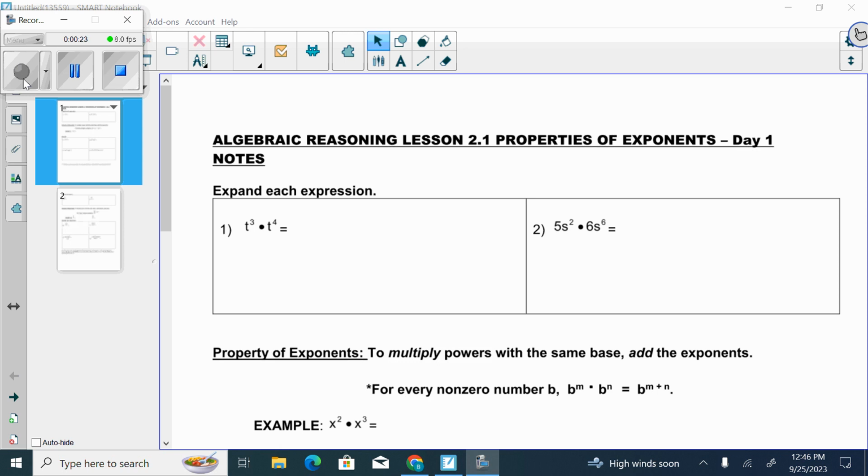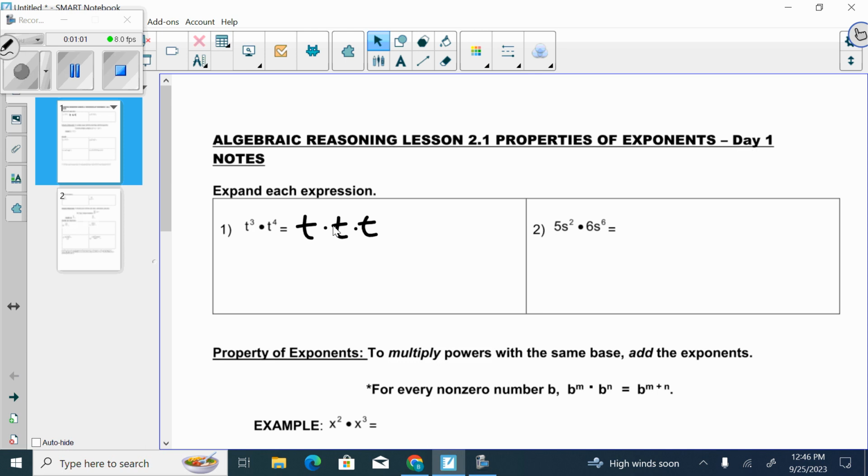So here at the top of the page, it says to expand each expression. So when they say expand, they just want us to write down what it literally means to have an exponent of 3 or 4 or 2 or 6. So what does it mean to have t to the third power? What does that 3 mean? Times itself, how many times? 3 times. So if I have t to the third, that literally means t times t times t. Okay? That's not 3t, not the same.